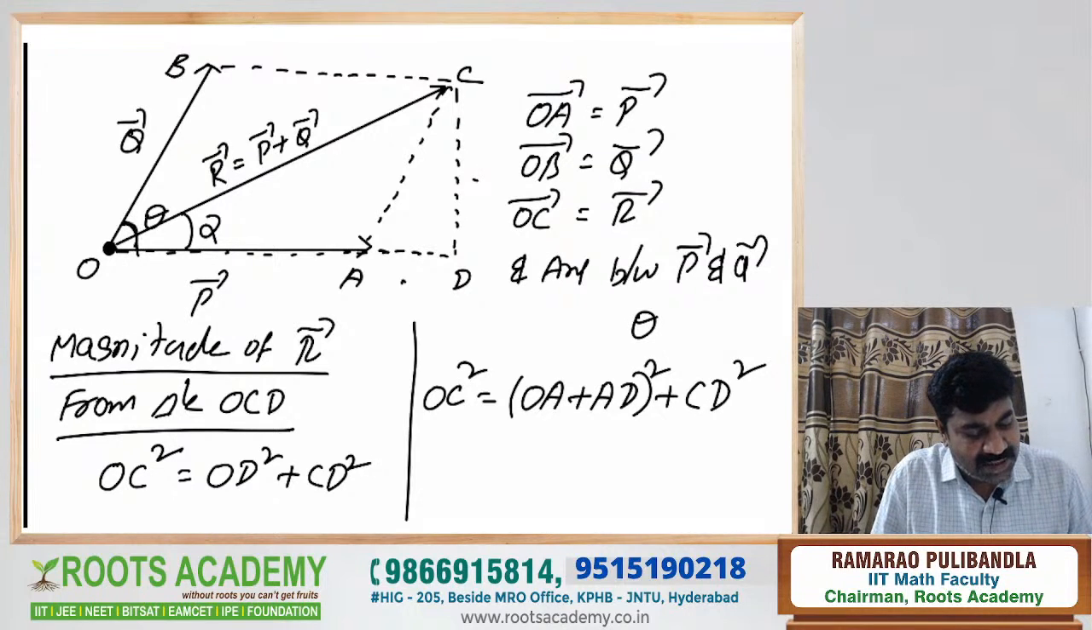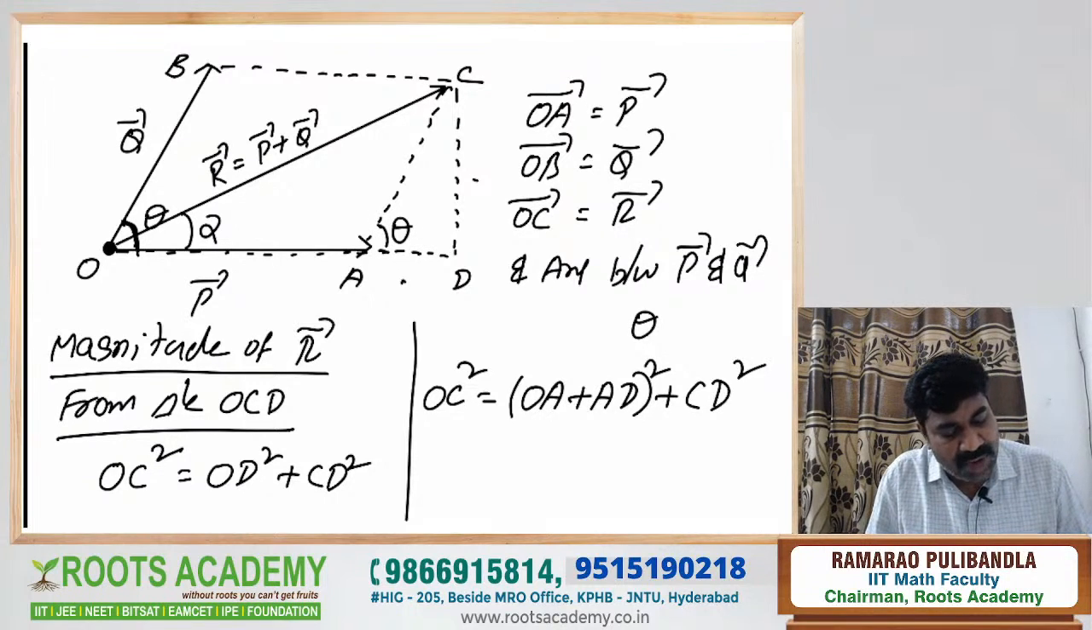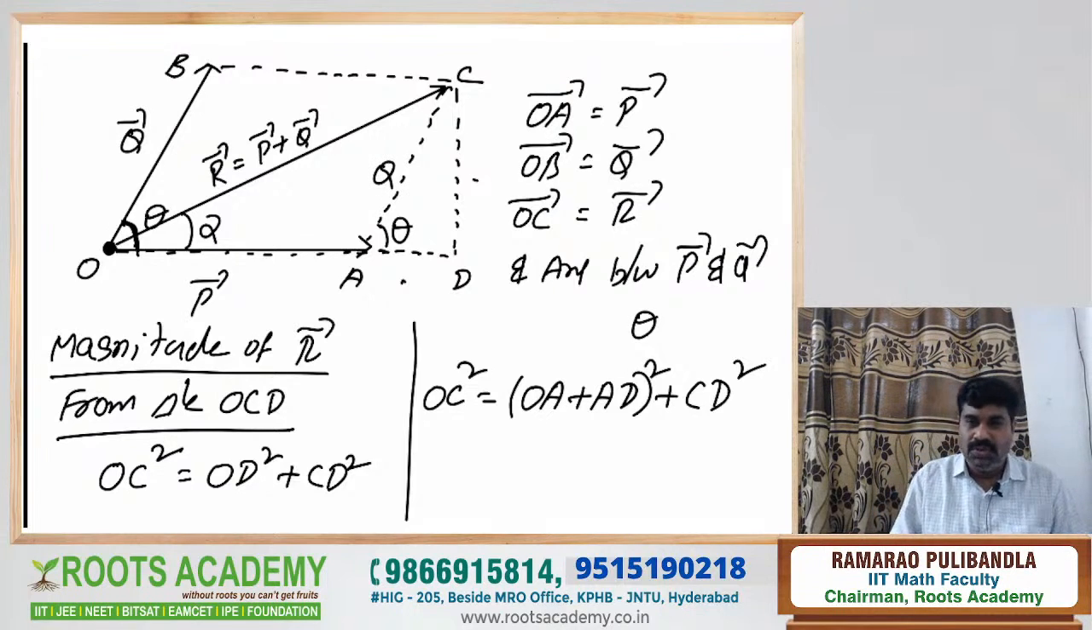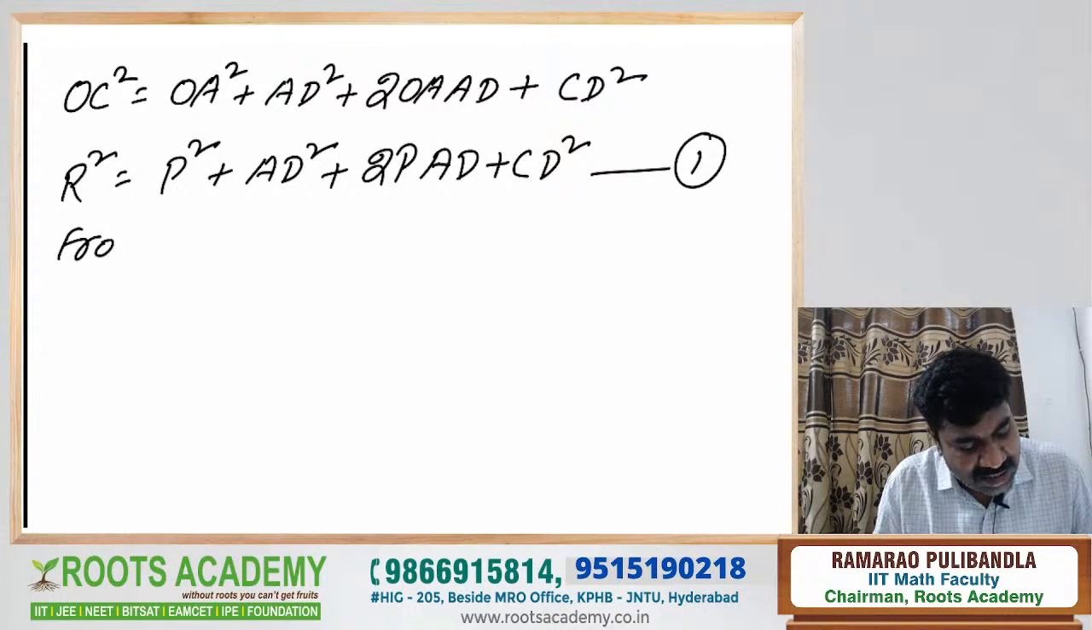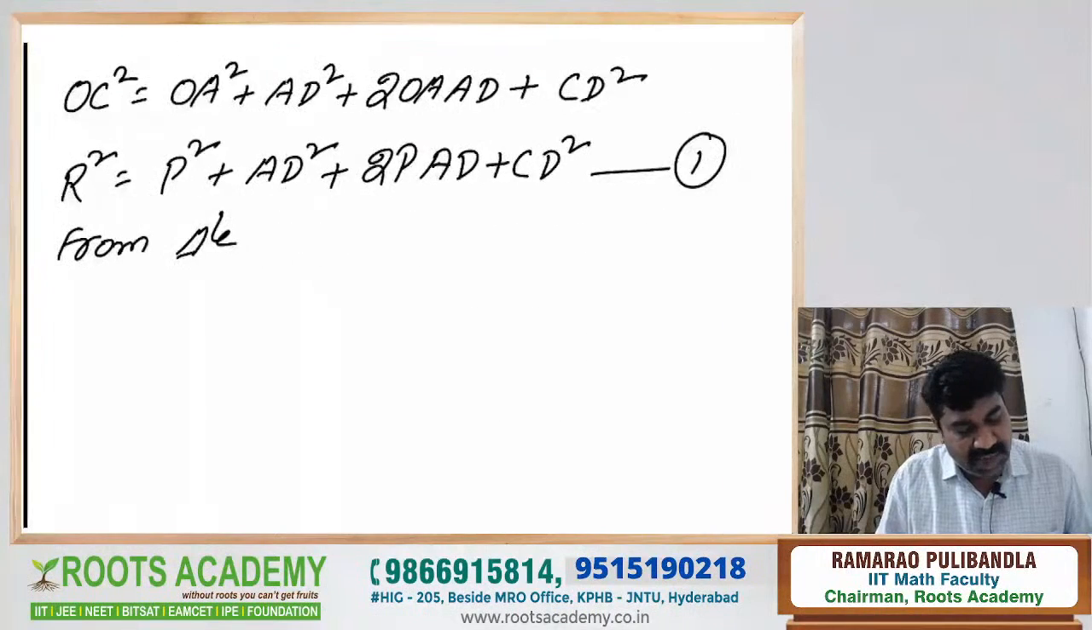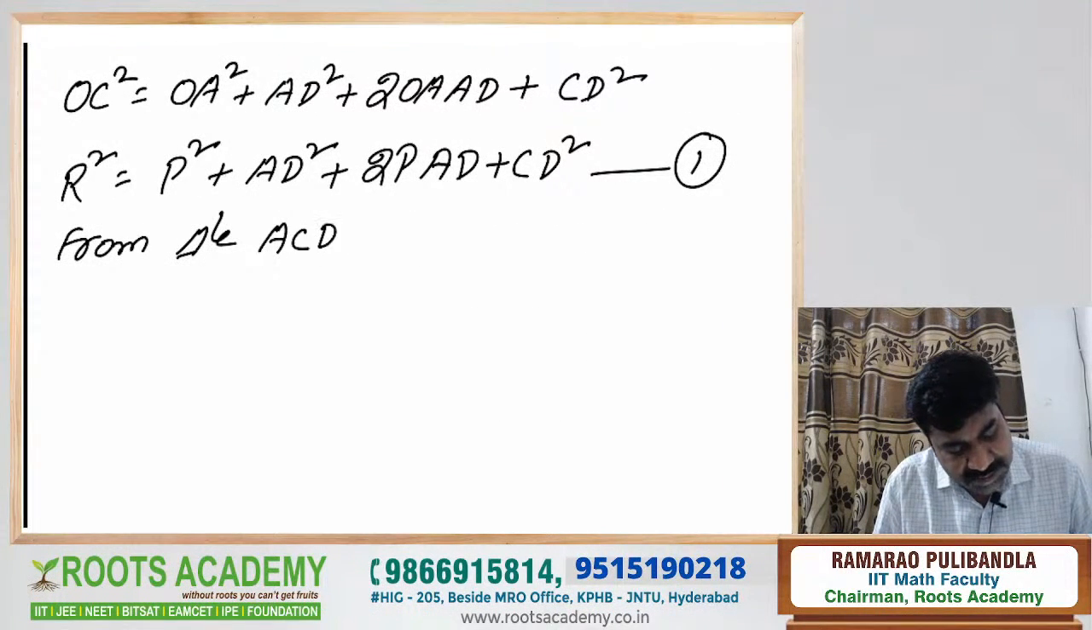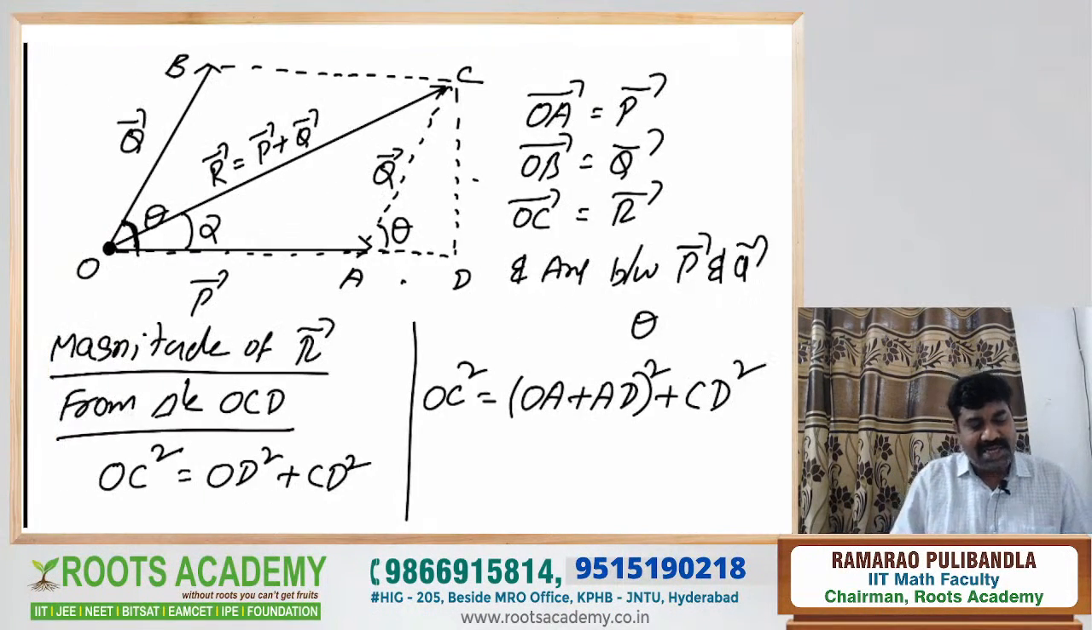If Q makes an angle theta with the P bar, here also the same angle theta. If OP bar is P, this is also Q. Now we want to find the AD value, so we are taking the right angle triangle ACD.